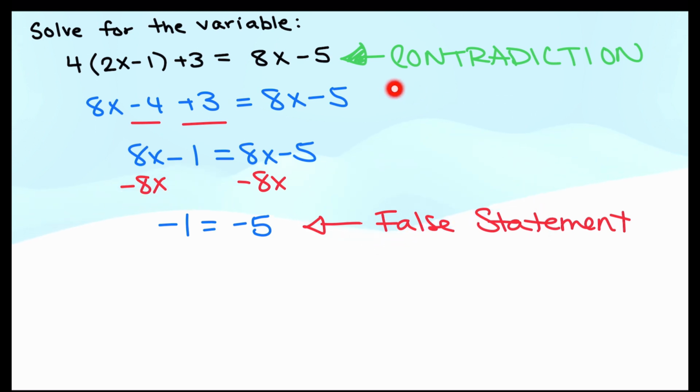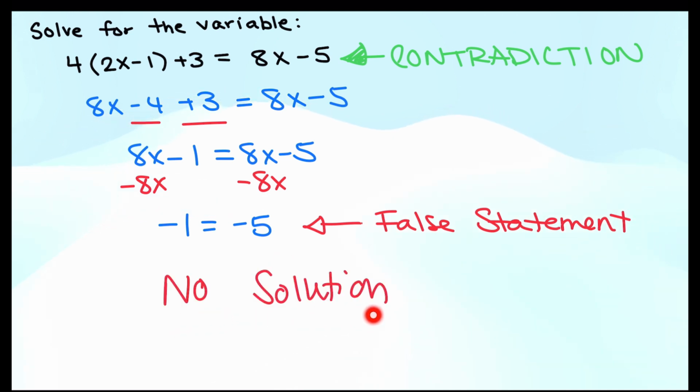That means our equation is considered a contradiction. It doesn't matter what we plug in for x, we will never be able to get a true statement. We will always have something that is false, because this equation simplifies down to a false statement. If you have a contradiction, that means your equation has no solution.